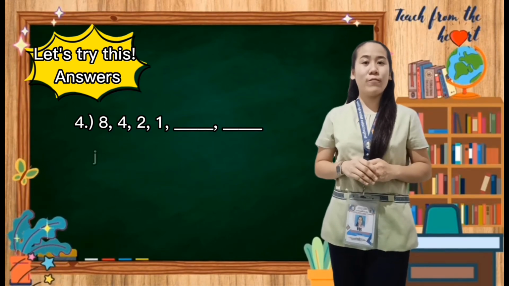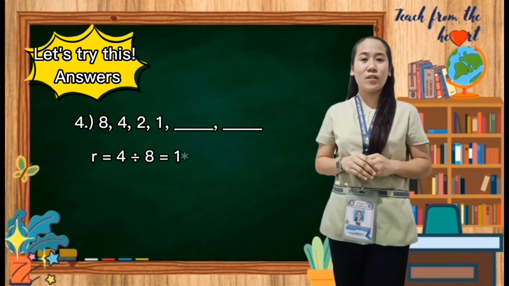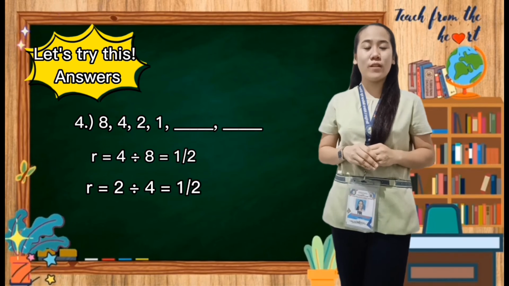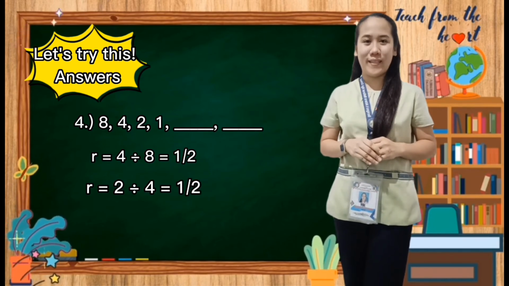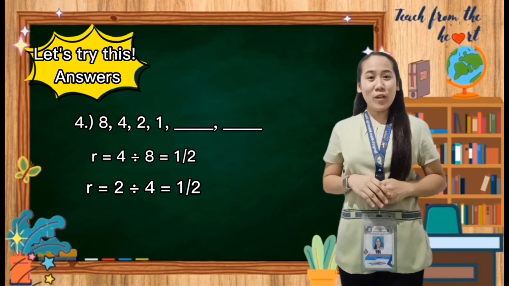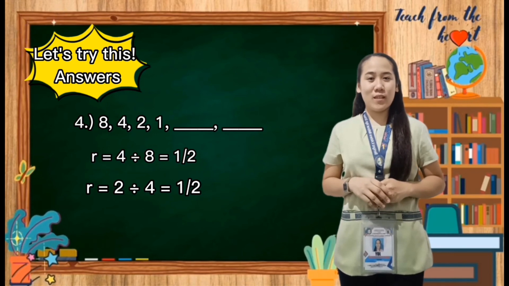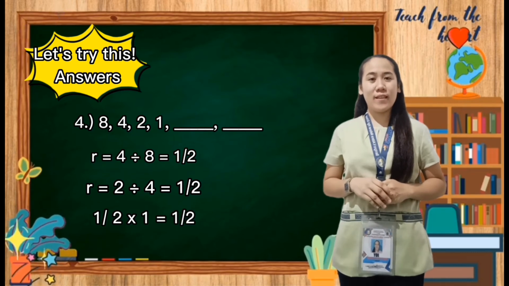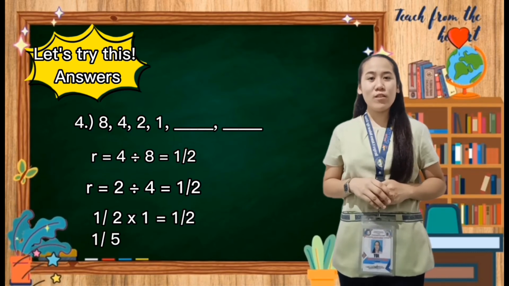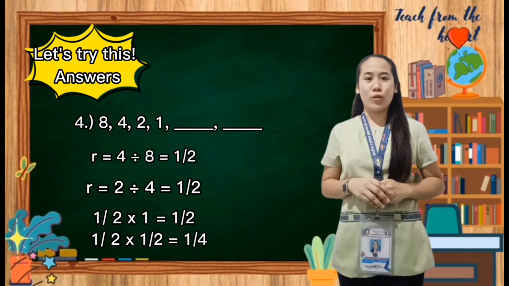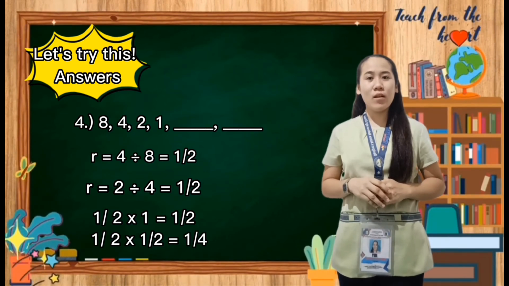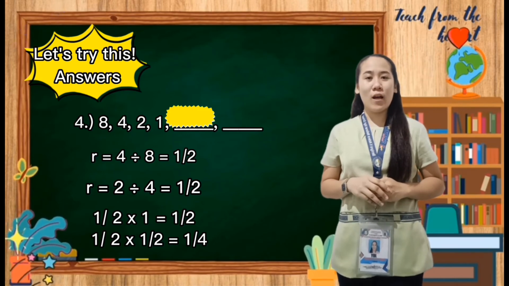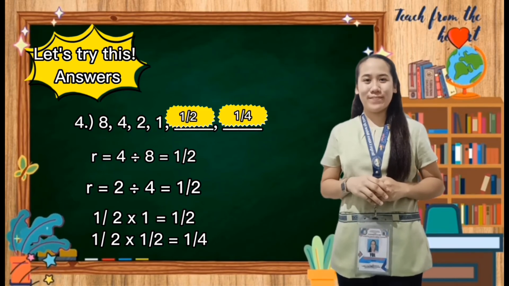So we divide 4 divided by 8. The answer is 1/2, or 2 divided by 4, that is also equal to 1/2. And then we multiply the common ratio, which is equal to 1/2 times 1, or that is 1/2, and then 1/2 times another 1/2, that is equal to 1/4. So in the sequence 8, 4, 2, and 1, the next two terms are 1/2 and 1/4.